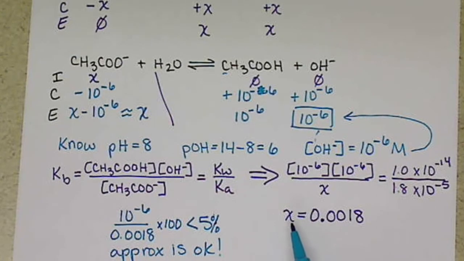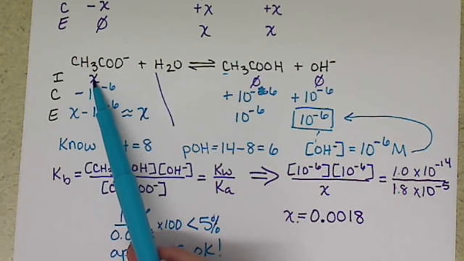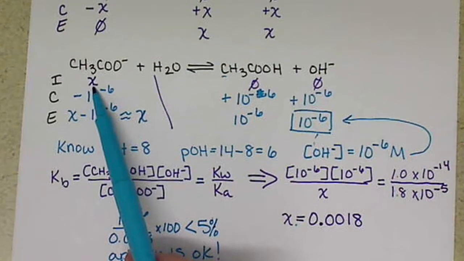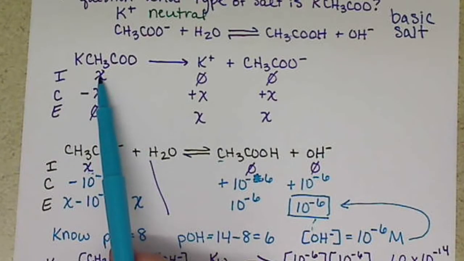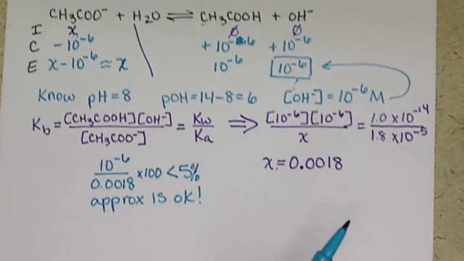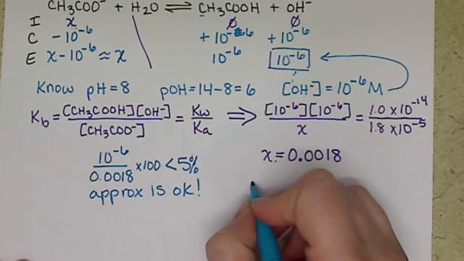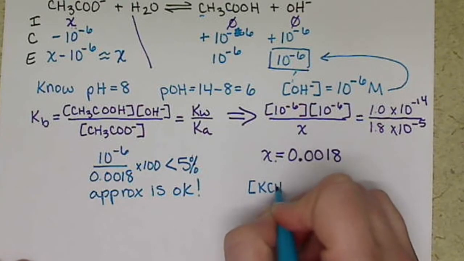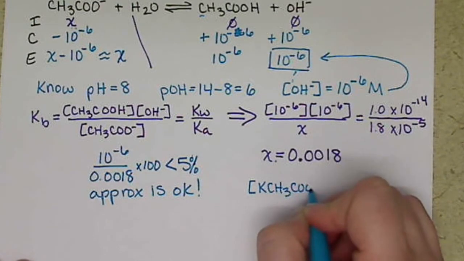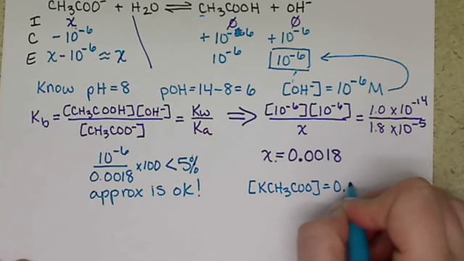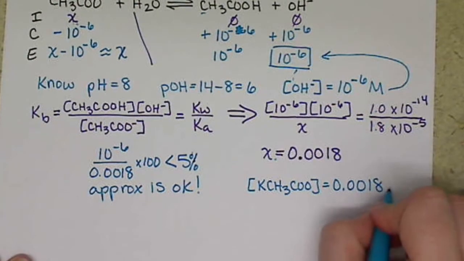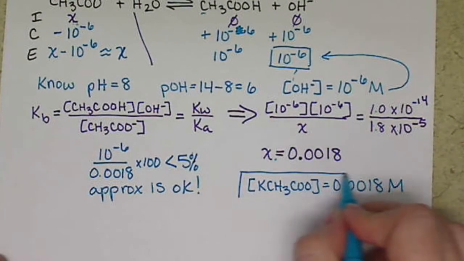So our x that we've solved for here was our starting concentration of our acetate ion, which then came from our starting concentration of our salt. So our final answer then is our concentration of KCH3COO is equal to 0.0018 molar.